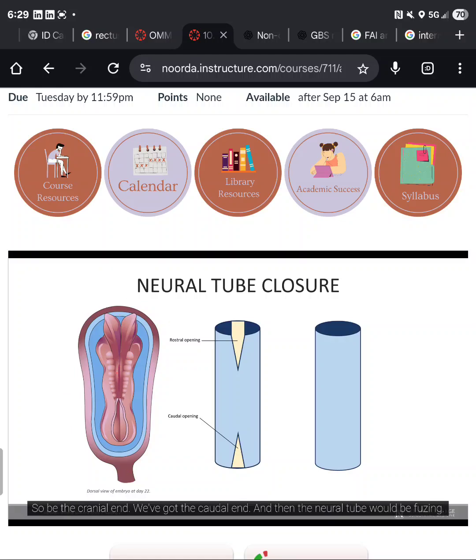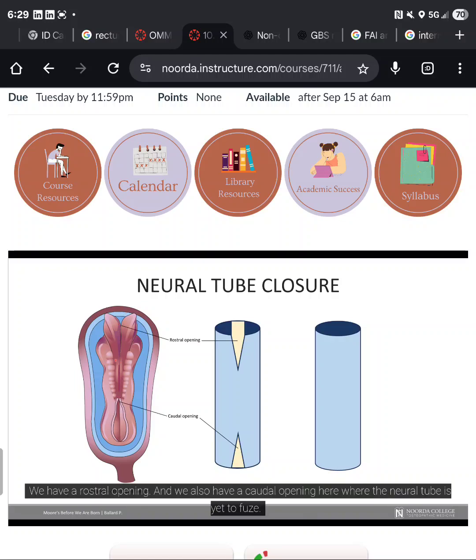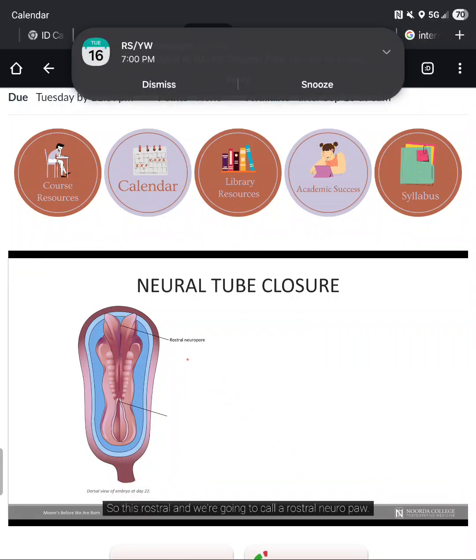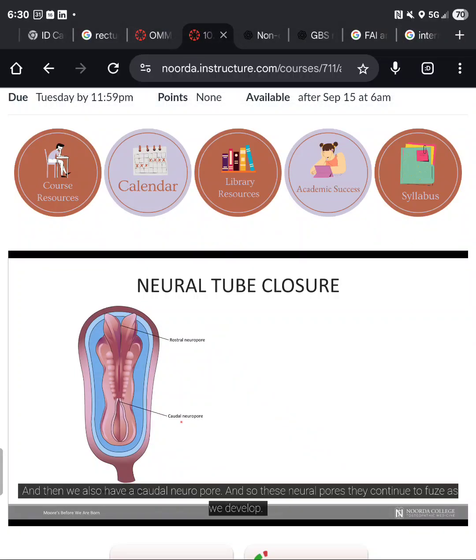And then the neural tube would be fusing. It's kind of fused in the middle, but we have these openings. So we have a rostral opening, and we also have a caudal opening here where the neural tube is yet to fuse. Instead of calling these openings, we're going to give them a little bit more of a specialized name. So this rostral one, we're going to call a rostral neuropore. And a pore is just a passageway or an opening, and neuro because it's in the neural tube. And then we also have a caudal neuropore.